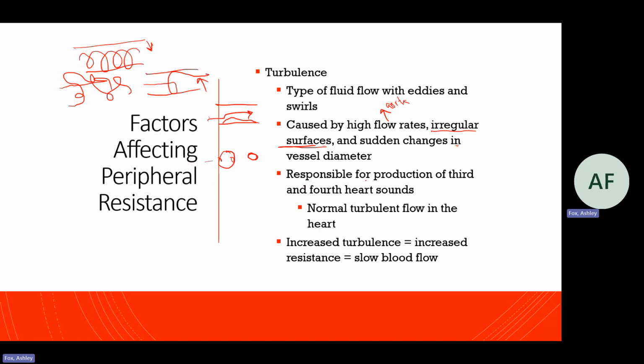Turbulence, again, we talked slightly about in the heart, with turbulence for the third and fourth heart sounds. Because of blood flow, you can actually hear some heart sounds, and it's because of normal flow throughout the heart. We're contracting and changing the diameter of the chambers, and so there is some turbulence in the heart. Again, increased turbulence, increased resistance, slows down the blood.